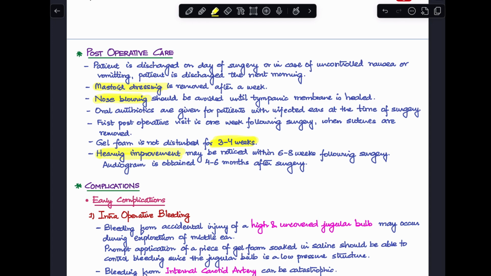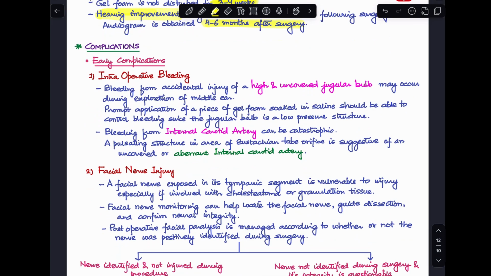And about 4 to 6 months after the surgery, you should repeat a pure tone audiogram to see the improvement in hearing of the patient. This is about the post operative care of a tympanoplasty patient. Lastly, let's discuss what are complications seen in case of tympanoplasty.